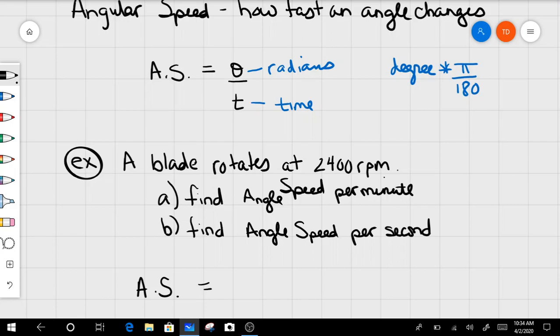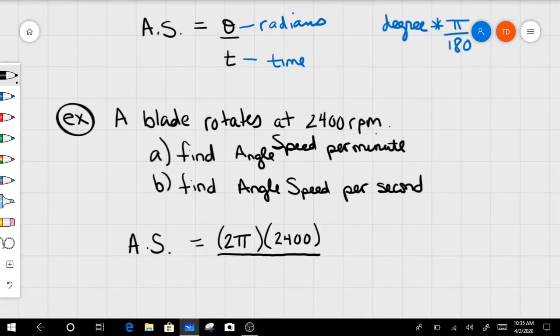So one full rotation around a circle is how many radians? One full rotation would be 2 pi radians. But how many times are they rotating around this circle? It says that the rotation happens 2400 times in this time frame. So theta is 2400 times 2 pi, all over your time. It says it's in speed per minute, so that's in 1 minute.